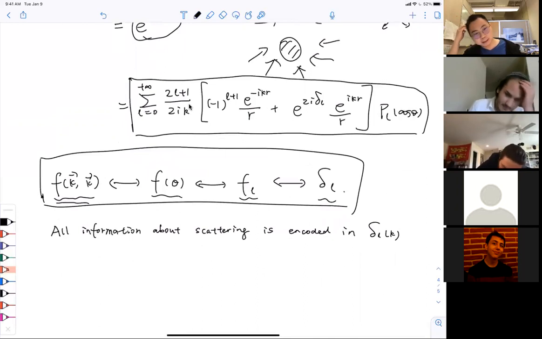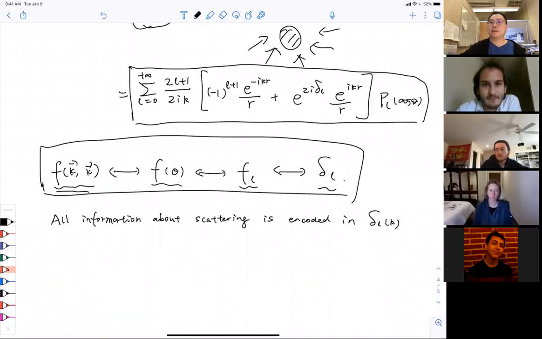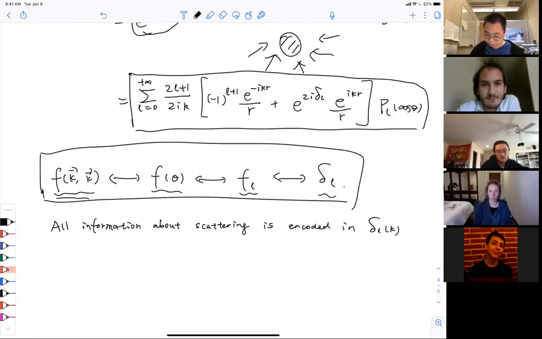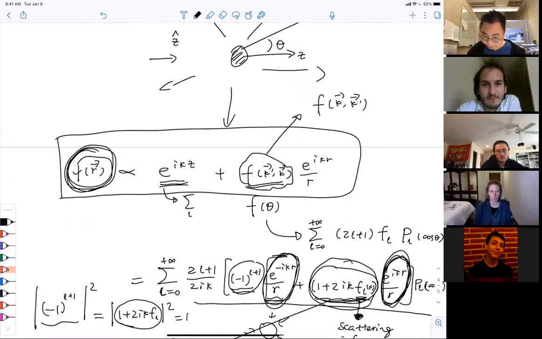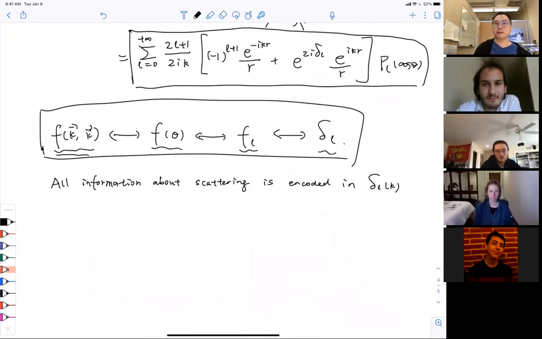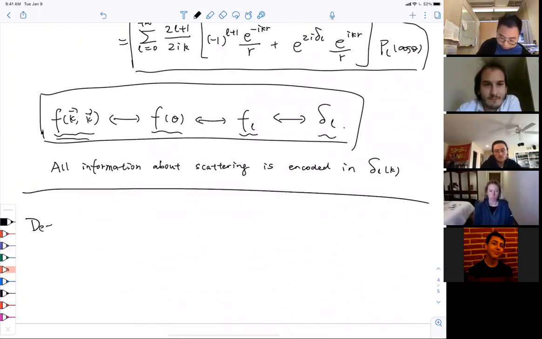Any other questions? Okay, so that's how we introduce delta_L, the phase shift. Is the logic clear so far? Okay, so let's talk about how to determine the phase shift.